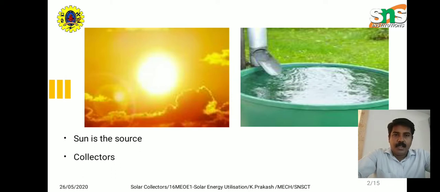So from both the pictures we come to know that the sun is a source of energy, and in the second picture we are seeing collectors. So our topic is solar collector. Today we are going to discuss solar collectors.